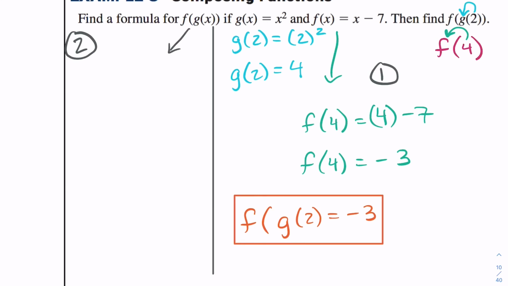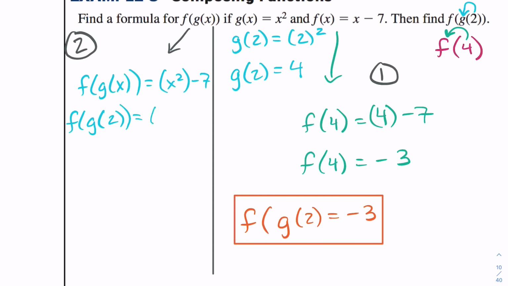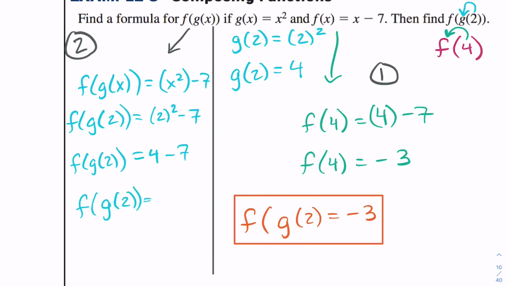We could have just evaluated x squared wherever we saw an x. So f of g of x would have been x squared minus 7. That's totally fine. You can put in x squared wherever you see an x. So f of g of 2 now is going to be 2 squared minus 7, which is 4 minus 7. So f of g of 2 is going to be negative 3.